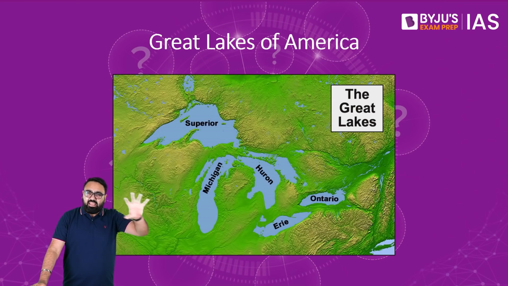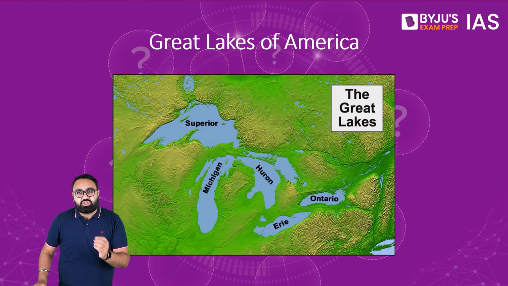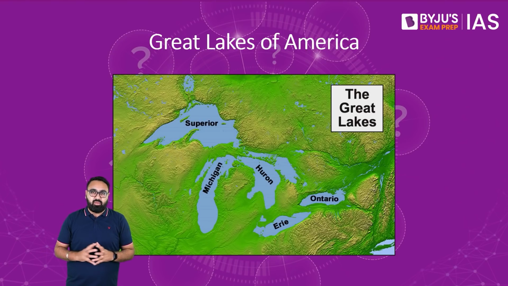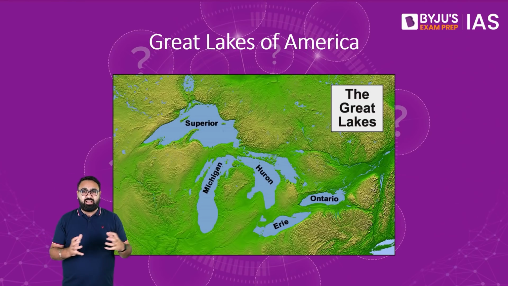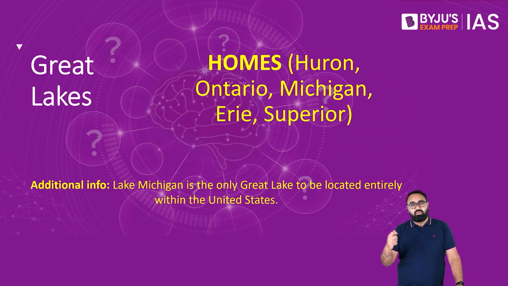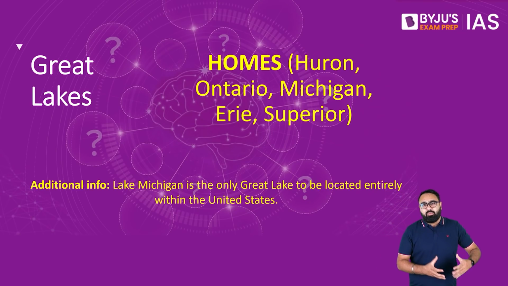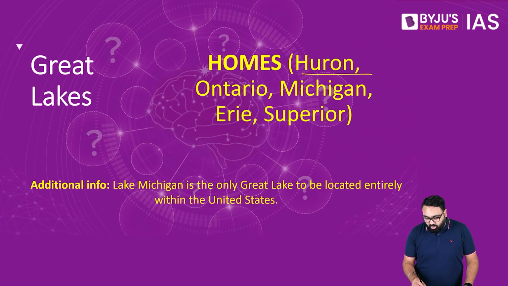We'll start with the easier ones. Many of these you would already be familiar with. For example, the easiest way to remember the Great Lakes of America. There is a set of 5 lakes which are together called the Great Lakes of America. The easiest way to remember these is HOMES, H-O-M-E-S. It's a very common question which can be asked in the physical geography part. H-O-M-E-S, that is the Great Lakes of America, where H stands for Huron, O for Ontario, Michigan, Erie, and Lake Superior.